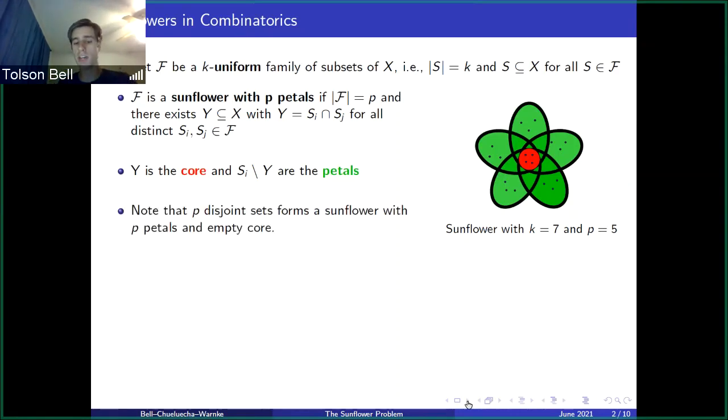One thing to note is that we don't specify the size of the core. So the core could even be the empty set. If we have P disjoint sets of size K, then that's also a sunflower with P petals. In some ways, this is a contrived combinatorial problem, but it actually does have a whole lot of uses.